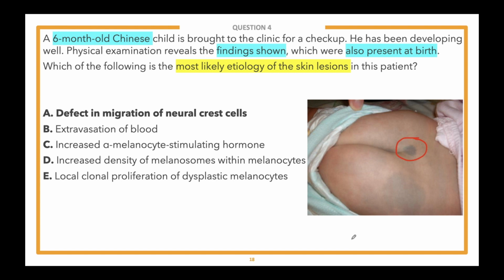So what is the mechanism or the pathogenesis of this? Normally you have neural crest cells that make their way up through the dermis and try to get to the epidermis, where they will then reside. However, there can be a defect in that migration, so they get stuck or remain in the dermis. That's why it's called dermal melanocytosis. These neural crest cells, which would have gone on to become melanocytes in the epidermis, are just stuck in the dermis. So the correct answer here would be A.